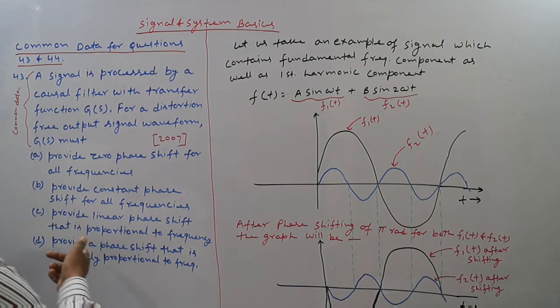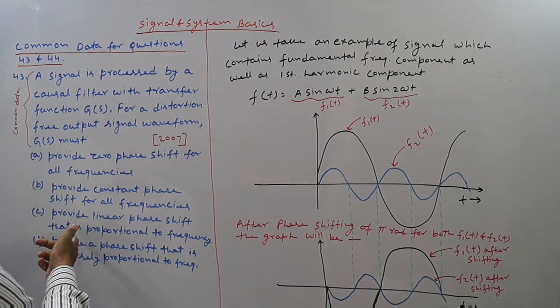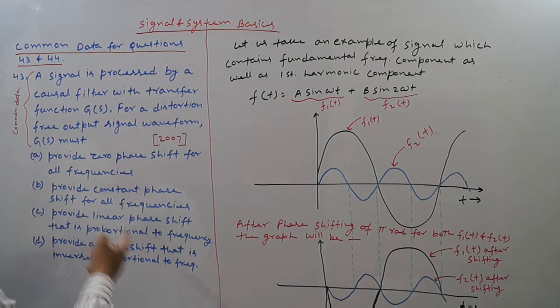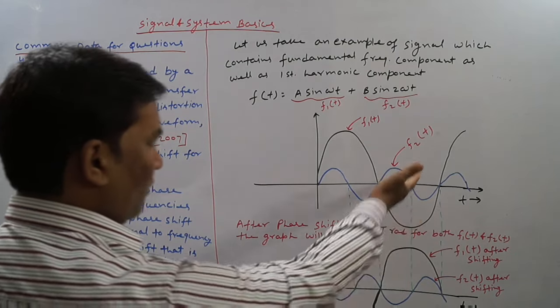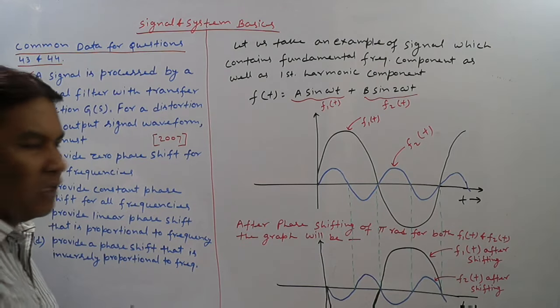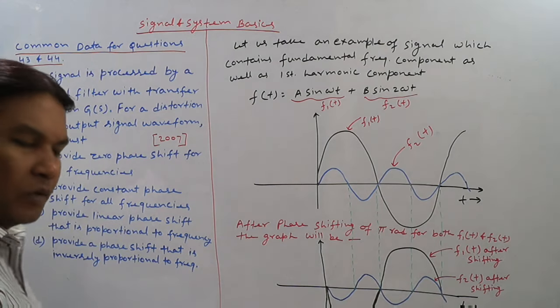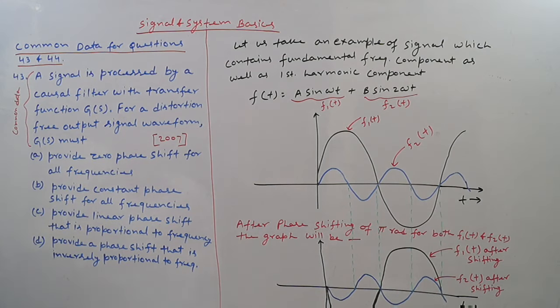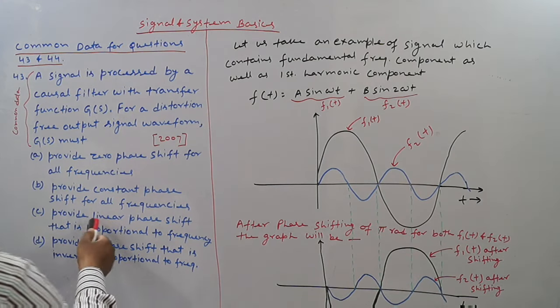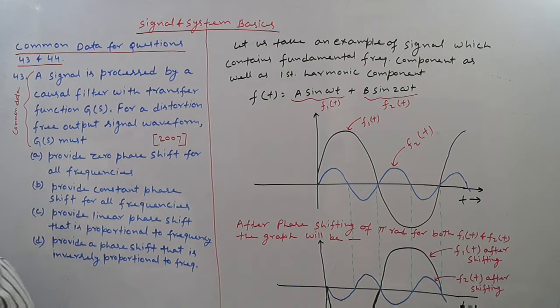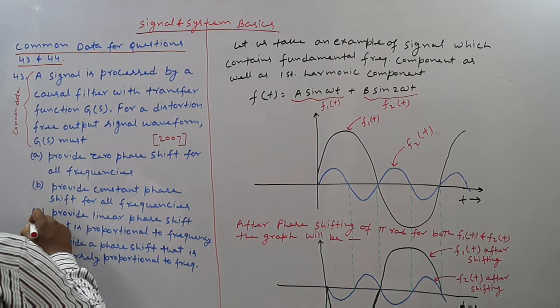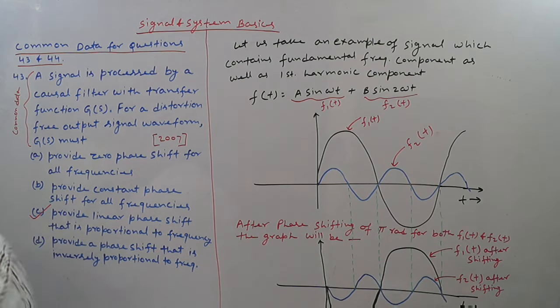Not inversely proportional. The other option is provide a constant phase shift. If we have provided a constant phase shift, then we can see that the graph is not the same. So we have to provide a linear phase shift that is proportional to the frequency. So the option number C is the correct one.